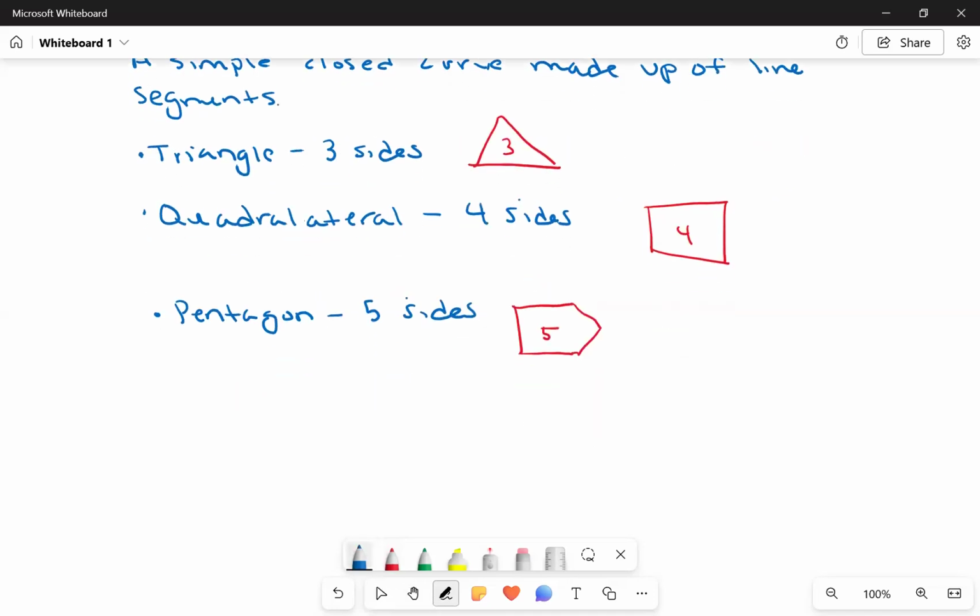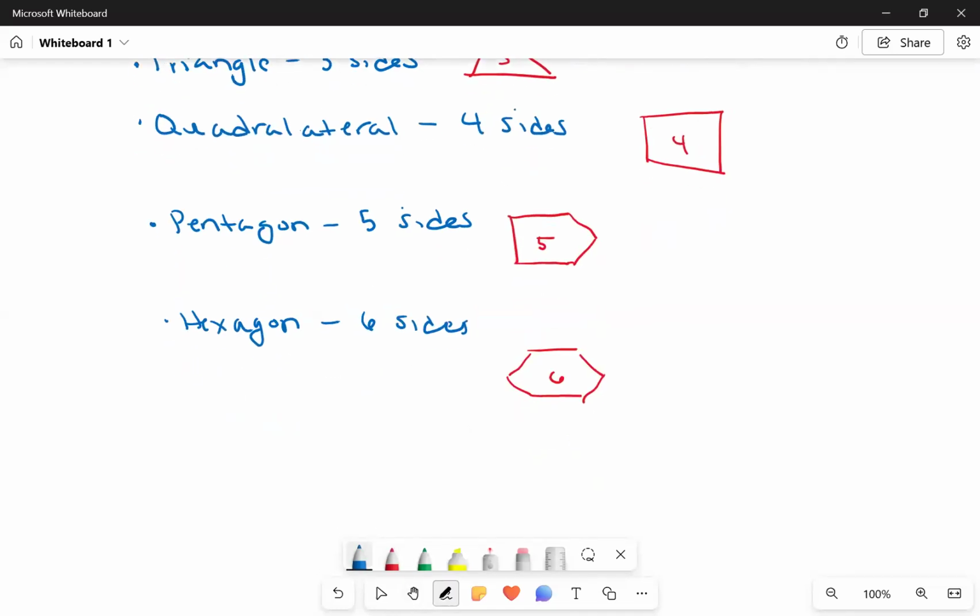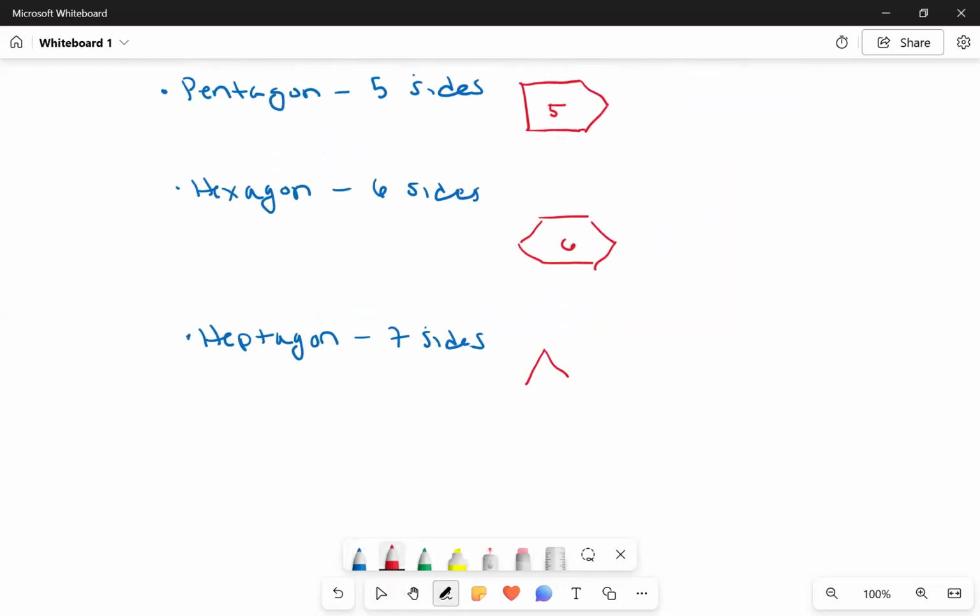Then we have a hexagon, six sides. Oh, that's supposed to be an E. A 7-sided one is a heptagon, with a P. Heptagon. Now this one I'm going to get fun. So 1, 2, 3, 4, 5, 6, 7, pretending all of them are actually intersecting. 7. All right. Octagon.